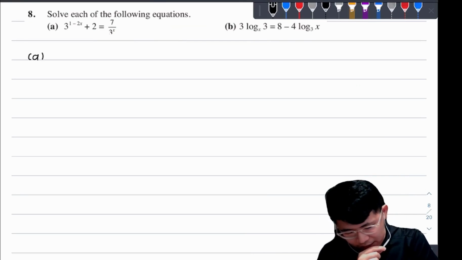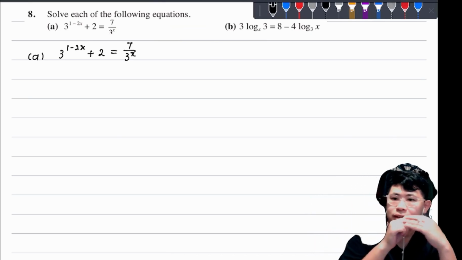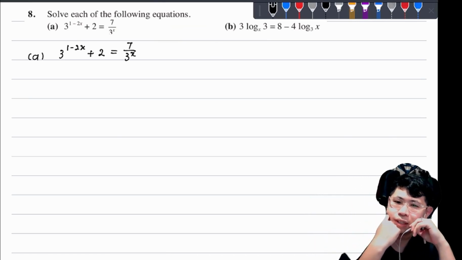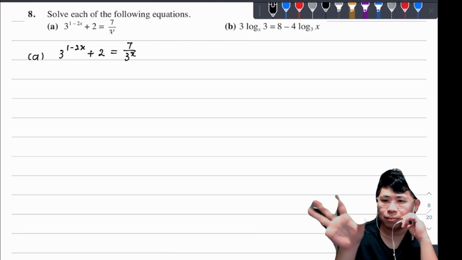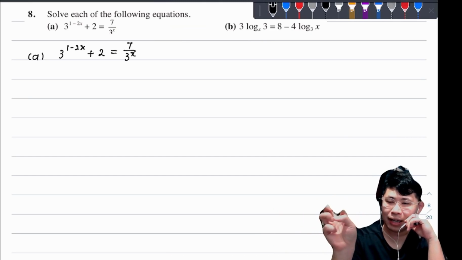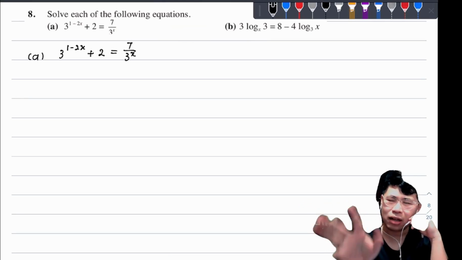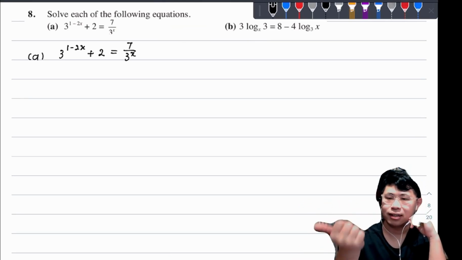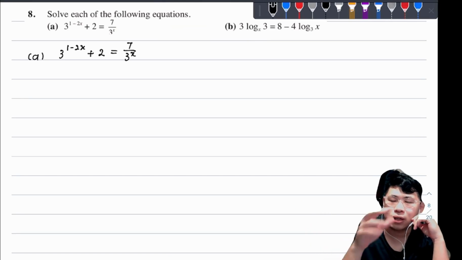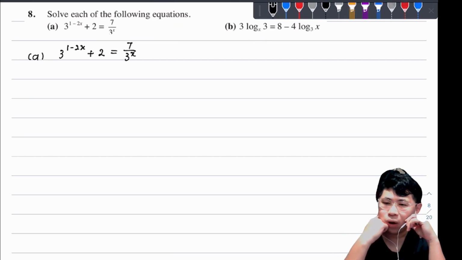So the first one is in index form. So I have 3 power 1 minus 2x, plus 2 is equals to 7 over 3 power x. Now this one over here, right, is a bit difficult because we have a plus 2 randomly, and we have a 7 there. So it's a bit impossible for us to combine the bases, then add the indices, and it's hard to apply the law of indices because we need common bases, right? So a bit hard to do so. So instead, we need to explore a suitable substitution. Okay, so what substitution do we need?